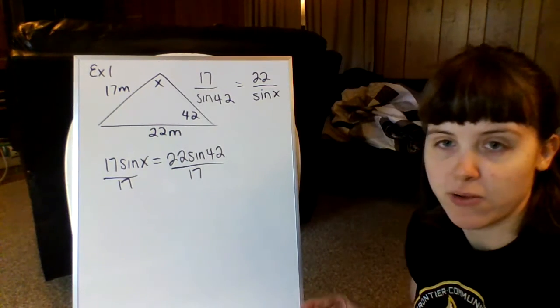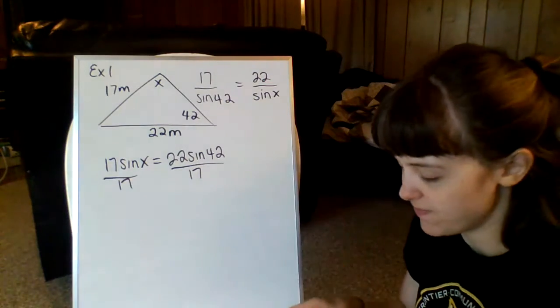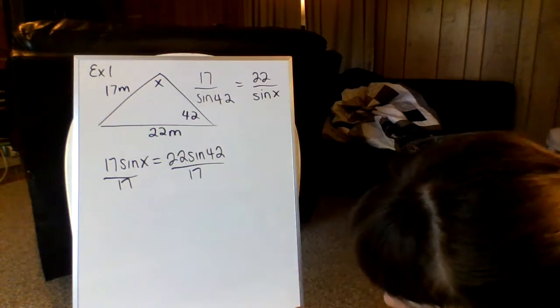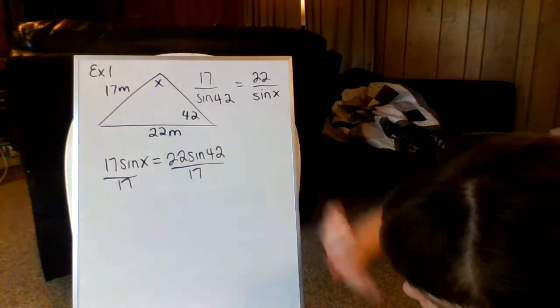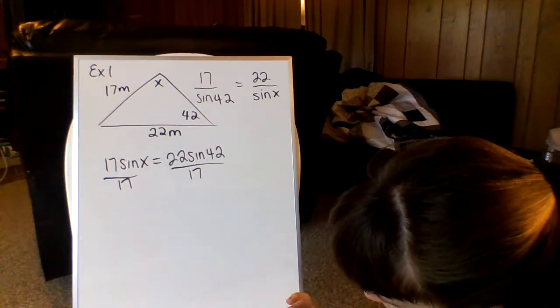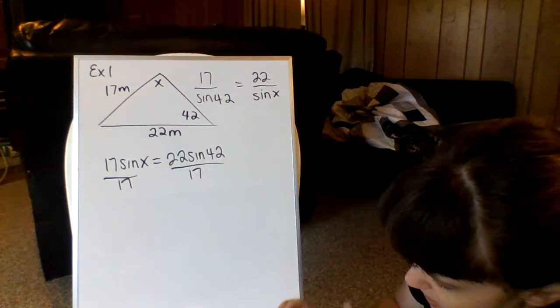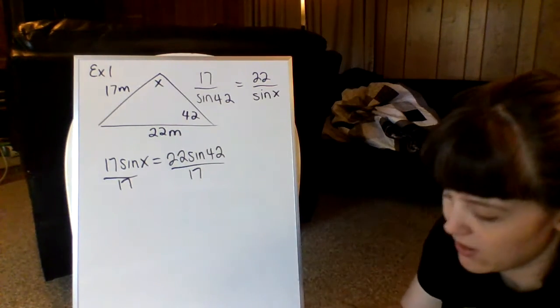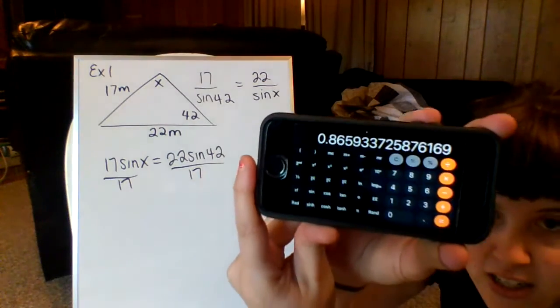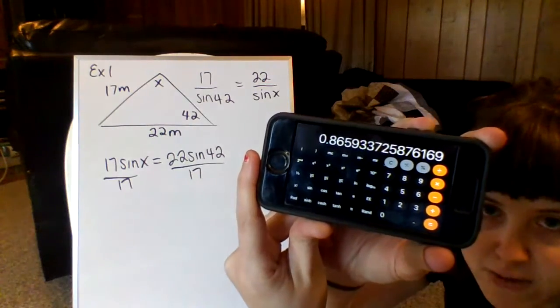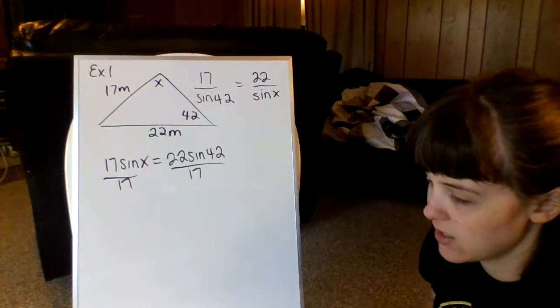So if you've got your phone calculator ready to go, we're going to do 42 sine times 22 equals divided by 17 equals. Okay, this is the decimal that I got. I'm going to round it to 4 digits, so 0.8659.